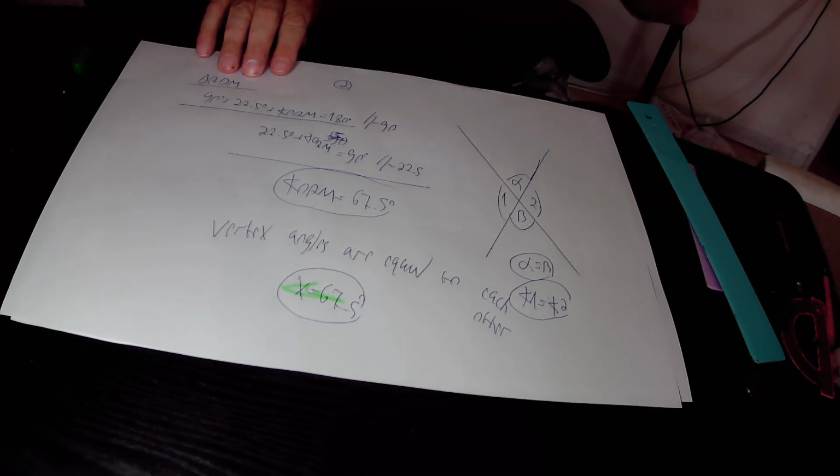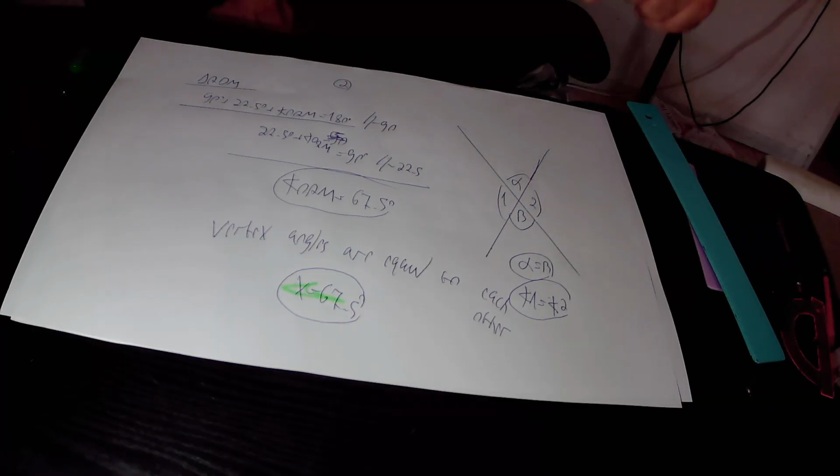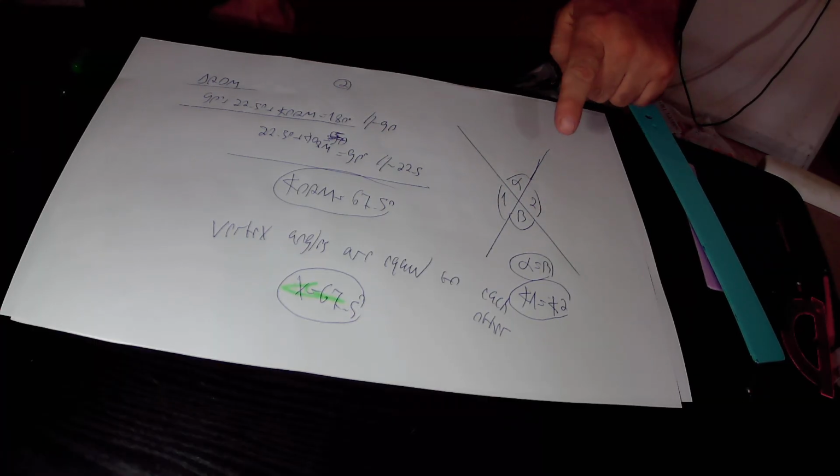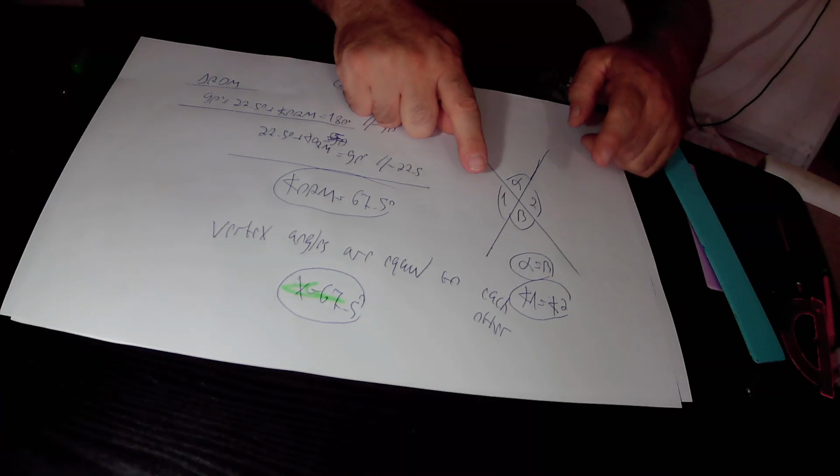We have the rule that says that vertex angles are equal to each other. Those two angles are defined as vertex angles and therefore they are equal to each other. That is to say alpha equals beta. Those two angles are also vertex angles and therefore they are equal to each other. That is to say angle 1 equals angle 2 in its size.